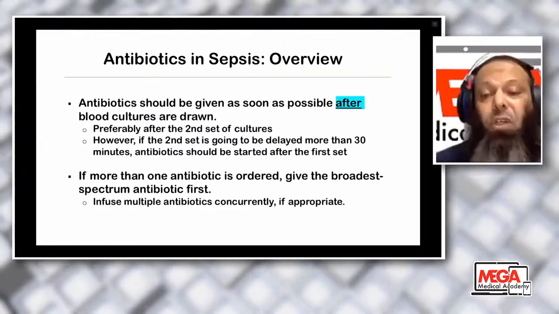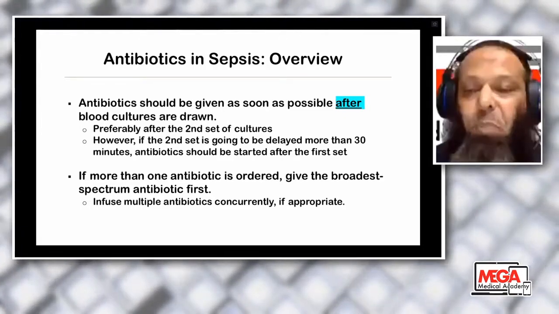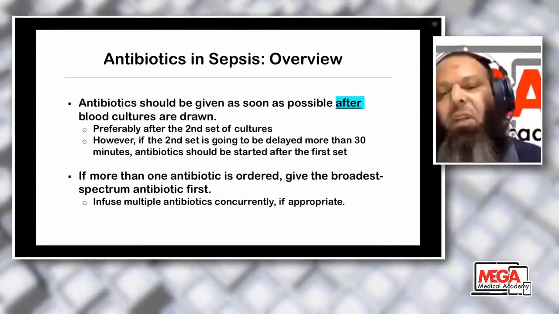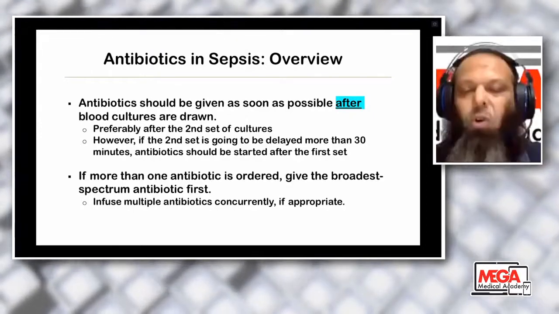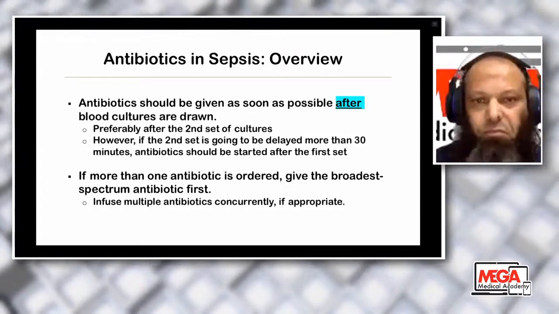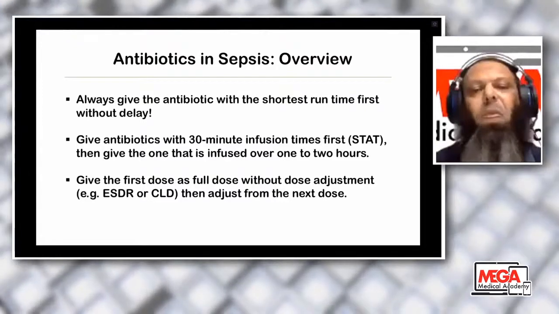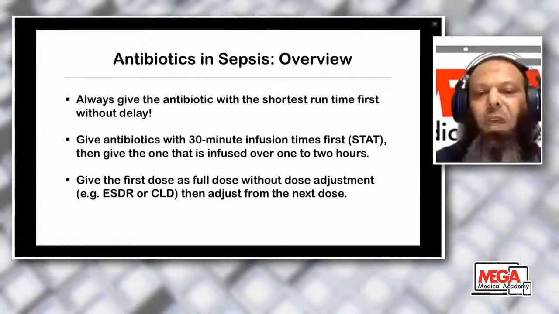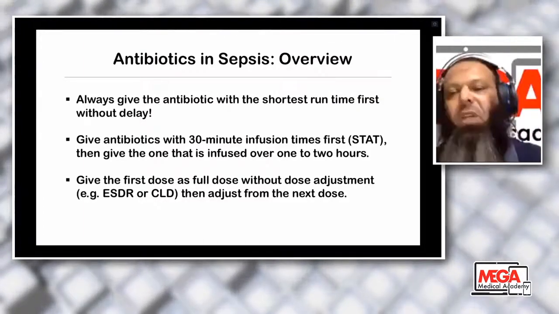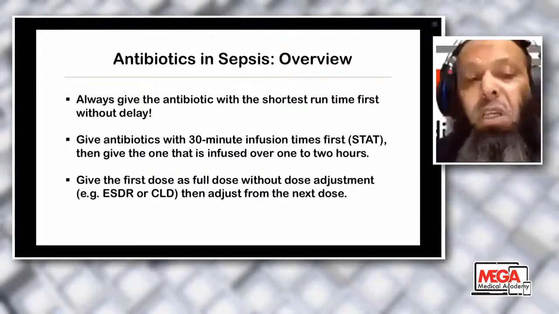If more than one antibiotic is ordered, like you use a combination of antibiotics, give the broadest spectrum antibiotic first. For example, if you're going to use one of the beta-lactams or one of the carbapenems, this should be given first. And infuse multiple antibiotics concurrently if appropriate. Always give the antibiotics with the shortest run time first without delay. Give the antibiotics with 30 minutes infusion time first, like STAT. So STAT definition, less than 30 minutes, the antibiotics should be given. Then give the ones that are infused over 1 or 2 hours.